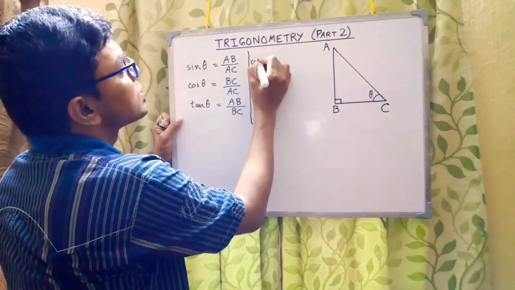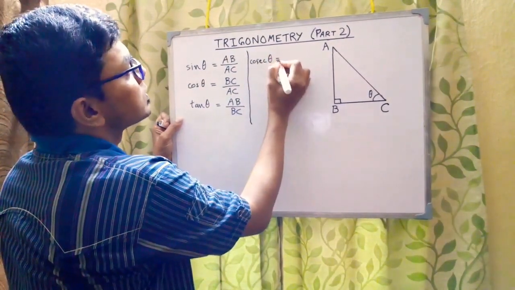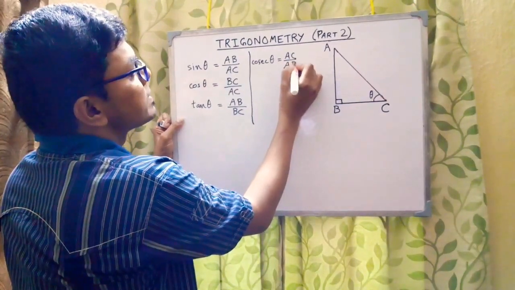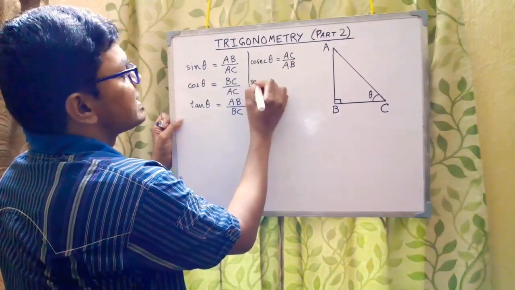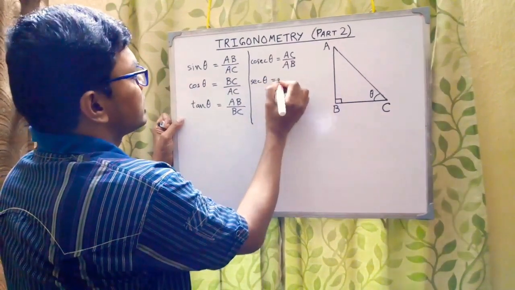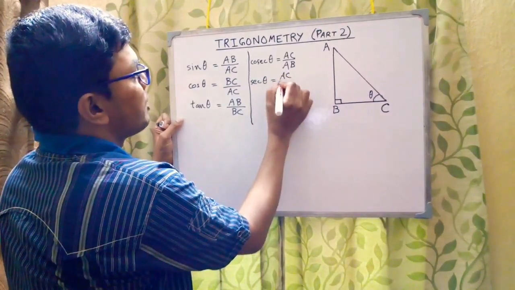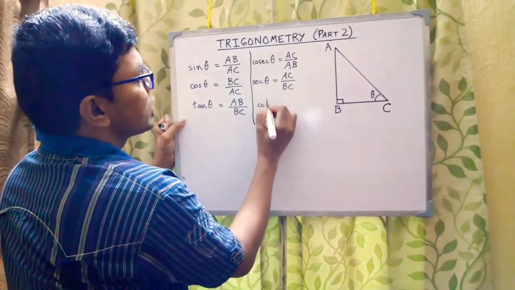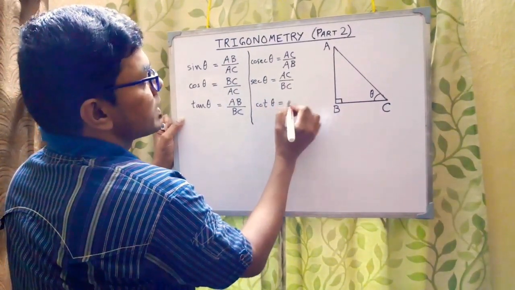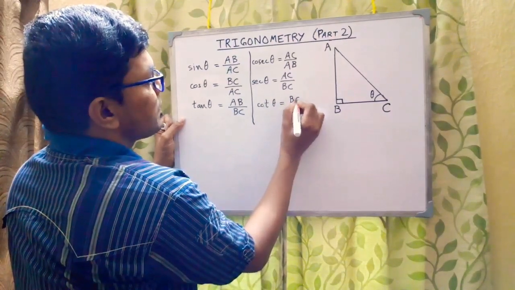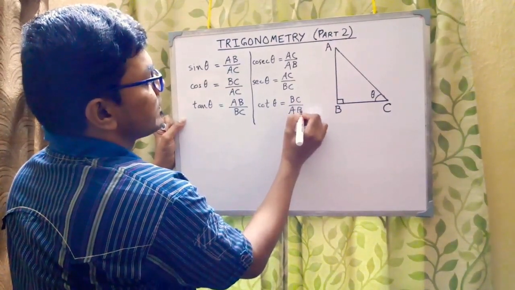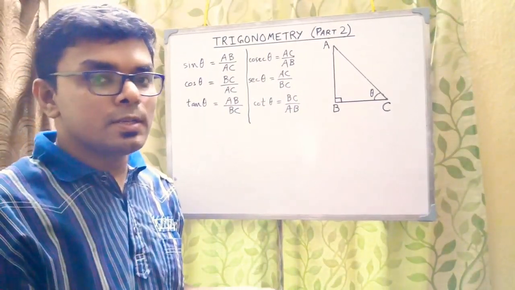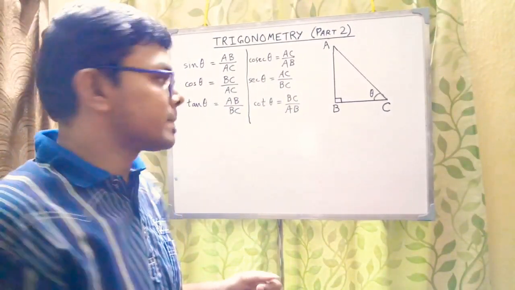cosec theta equals AC by AB, sec theta equals AC by BC, and cot theta equals BC by AB. So we learned this in the form of the definition of the 6 ratios.